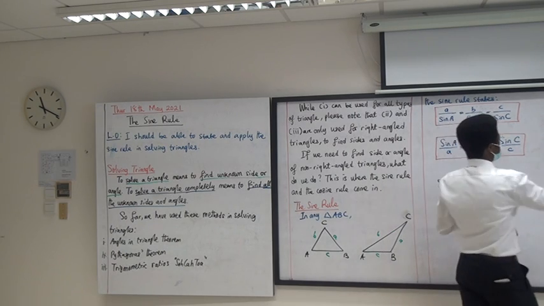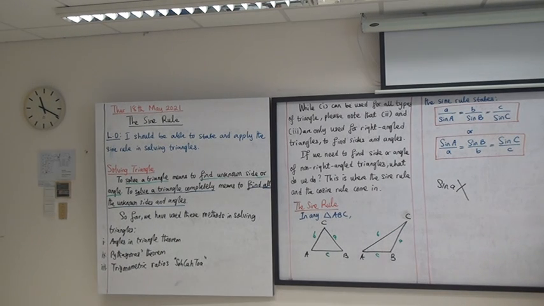So let's say, for example, my sine rule is x over sine x equals z over sine z. Maybe my friend decided to write sine x over x equals sine z over z. If I cross multiply, I get x sine z equals z sine x. If my friend cross multiplies, isn't it the same? Yes. Can you see that?